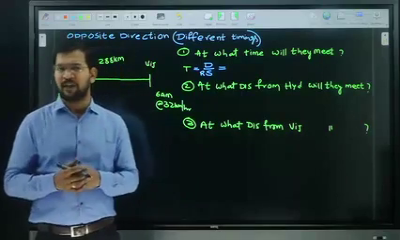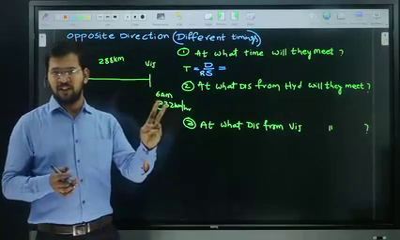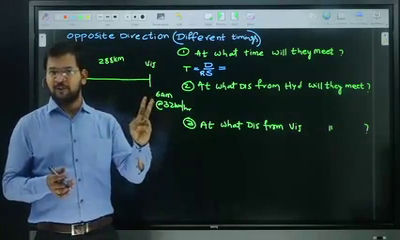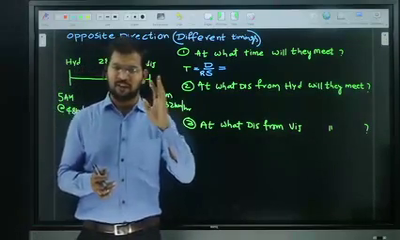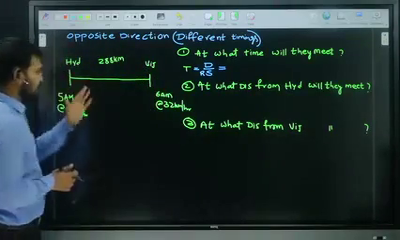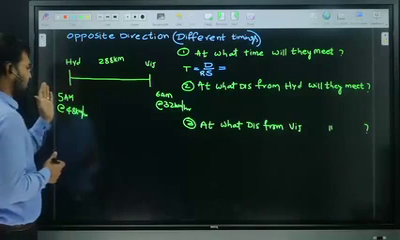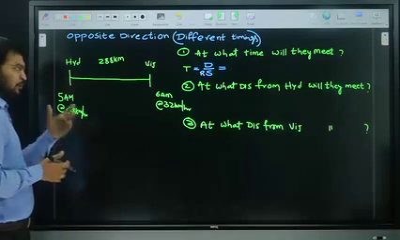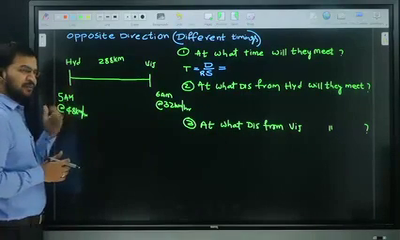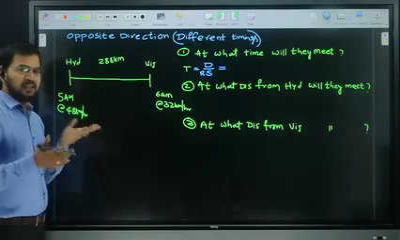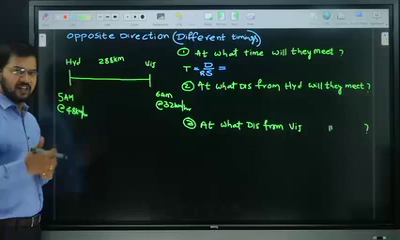Remember, once again, I am repeating: whenever they give different timings, first of all, try to convert them into the same timings. Here, Hyderabad Express starts at 5 o'clock and Vijayawada Express starts at 6 o'clock. If I move Hyderabad Express by 1 hour, then both are at 6 o'clock only. All of you clear?